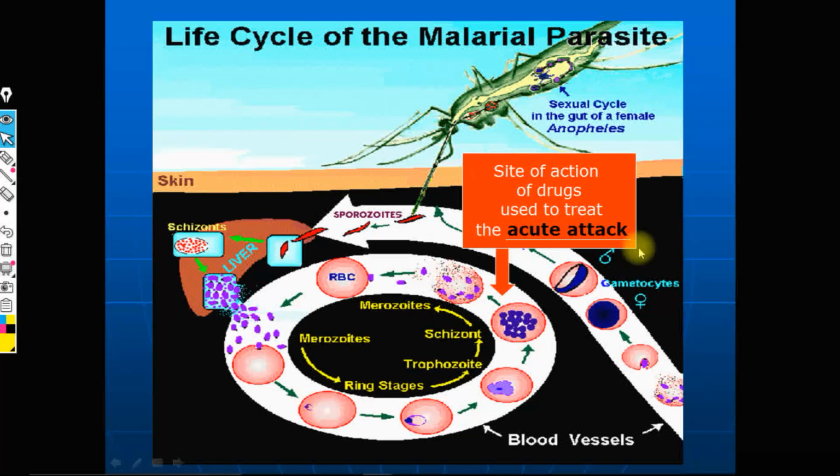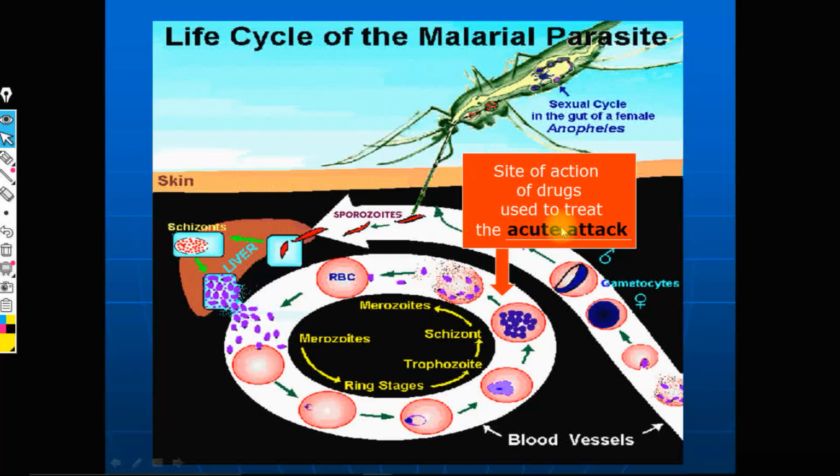Other drugs include halofantrine, proguanil, pyrimethamine, atovaquone, tetracyclines, like doxycycline. And recently some of the compounds from a Chinese herb, that is qinghaosu, namely artemether, arteether, artesunate. These are some of the drugs which you can consider as drugs used to treat the acute attack, okay.